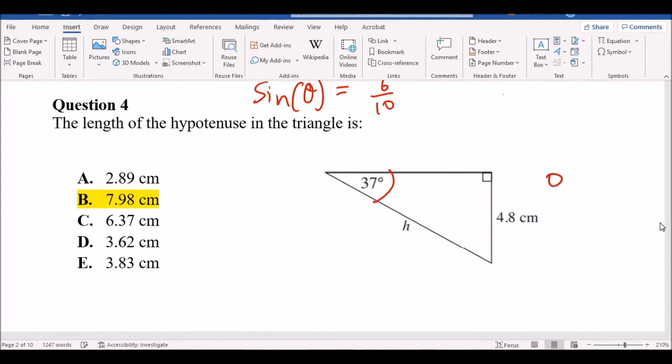So this is going to be opposite. That's my adjacent. This is my angle here. What has O and H? It should be sine. Okay, sine of 37 is equal to 4.8 over the h.